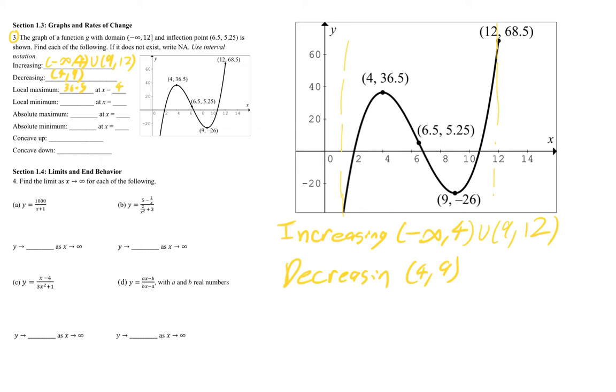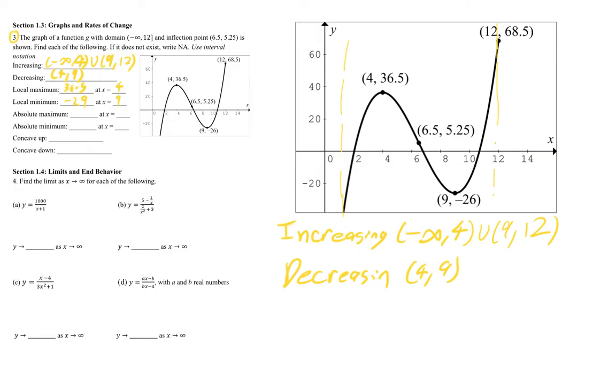Now the same thing for our minimum. So our minimum, we can see, is going to be right here. Our local minimum is going to be right here at negative 26 when x is equal to 9.